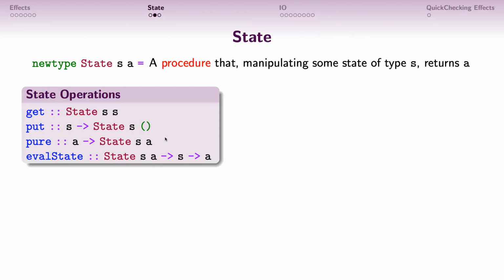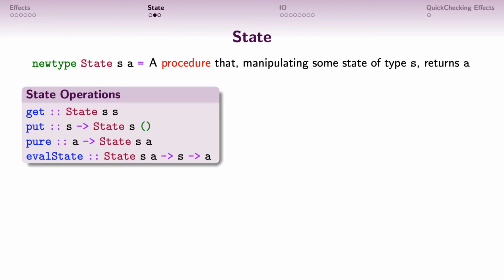And then we also have the sort of evaluation function, the function that actually consumes these things. So given a state S A and an initial state to start it off at S, it will run this whole stateful procedure and give you the return value A, right? So that's what eval state does. So then these are the primitive bits that we can use to put together a stateful computation. So then how do we put them together with other stateful computations? How do we join stateful computations together?